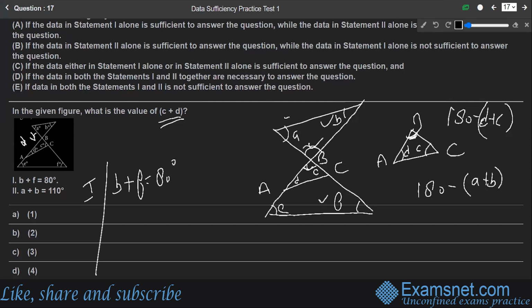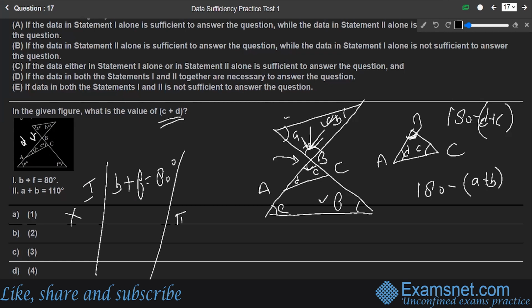This very angle has come as 180 minus (A plus B), but there is no value of A given. Rather, there is no value of B also given. They have given B and F combined. So that doesn't make sense, because by using B and F together, can we answer the measure of this angle? We cannot. So if this angle cannot be answered, then obviously this angle cannot be answered either. So statement number one alone is not sufficient to answer the question.